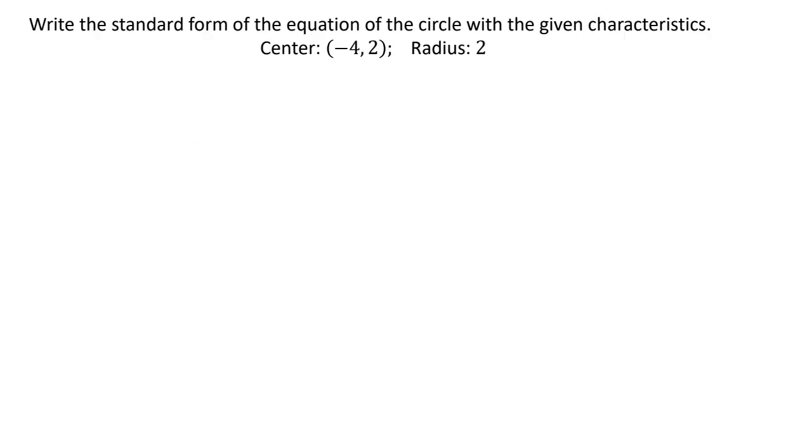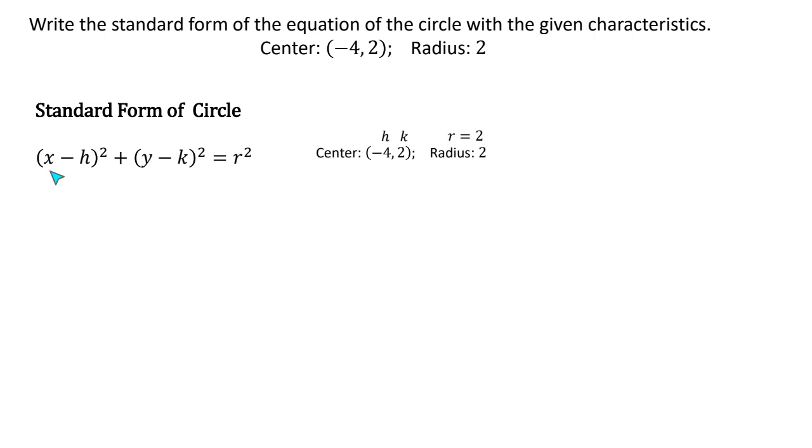The next part of this section is: write the standard form of the equation of the circle with the given characteristics. Here they already give you the center, negative 4 and 2, and then they give you the radius. Since they're asking you to write in standard form, we want to make sure we know what that standard form is. I'm going to write it here: x minus h squared plus y minus k squared equals r squared. For the center, we call the first coordinate h and the second one k. And for my radius, r equals 2.